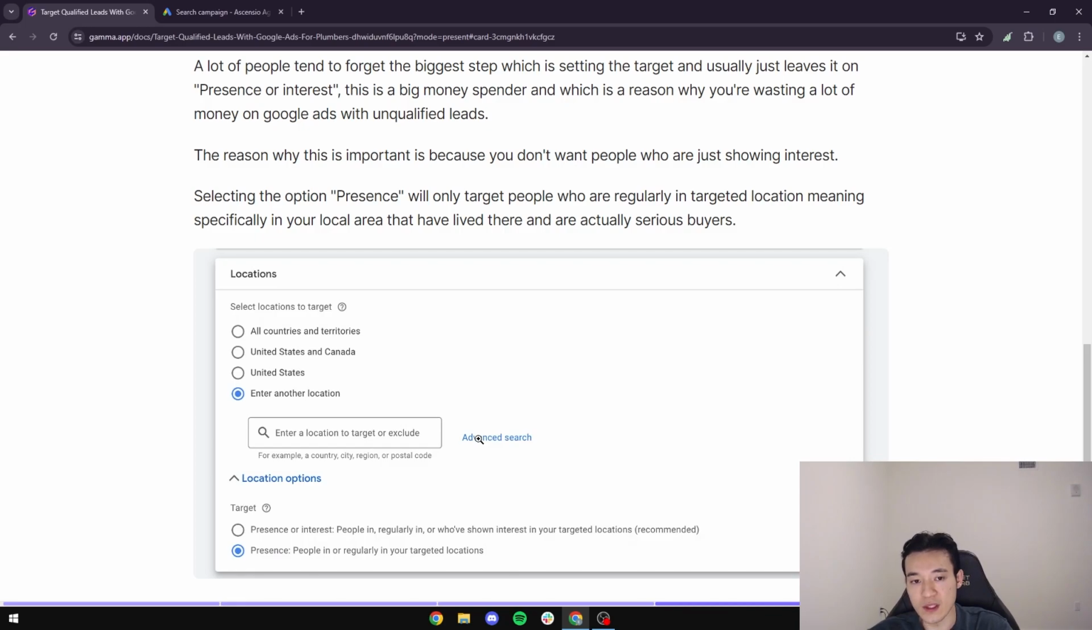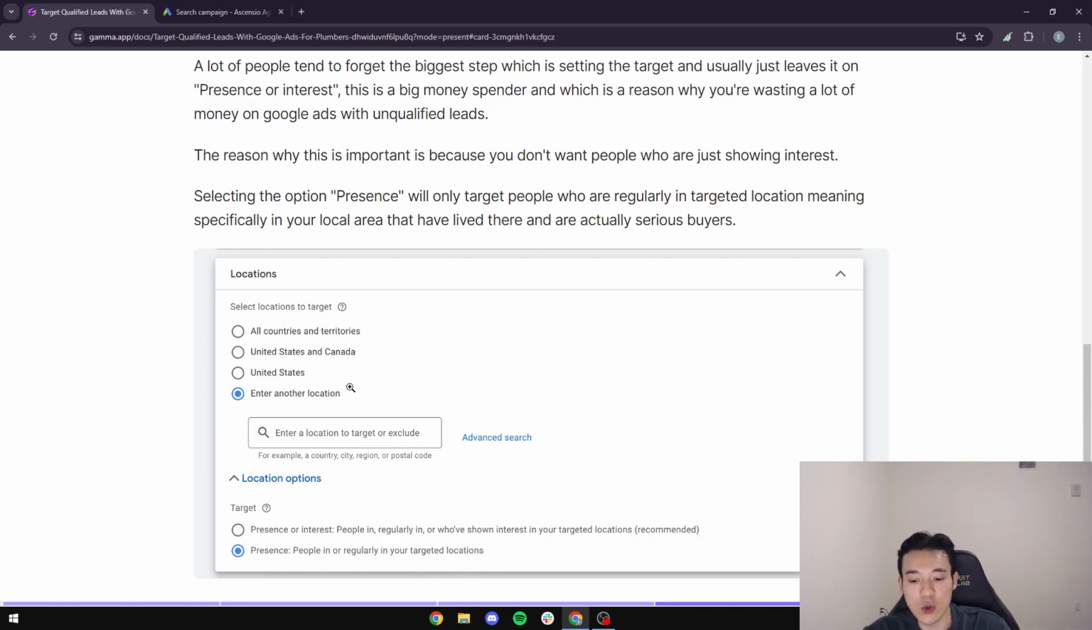The reason why this is also big and important is because you don't want to have people who are just showing interest, right? So selecting the option where it says presence only will only target people who are regularly in the targeted location, meaning they are specifically in your local area, that they live there and are actually serious buyers. As we can see in this image here, we don't want to select presence or interest. We want to select that second option where it says people in or regularly in your target location.